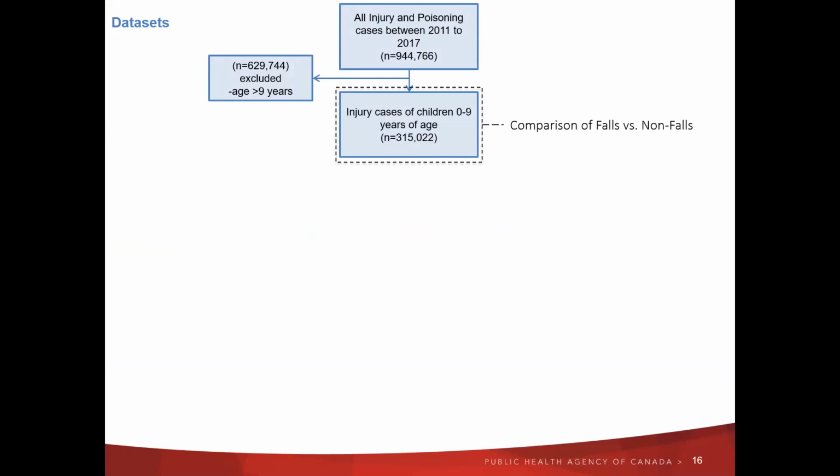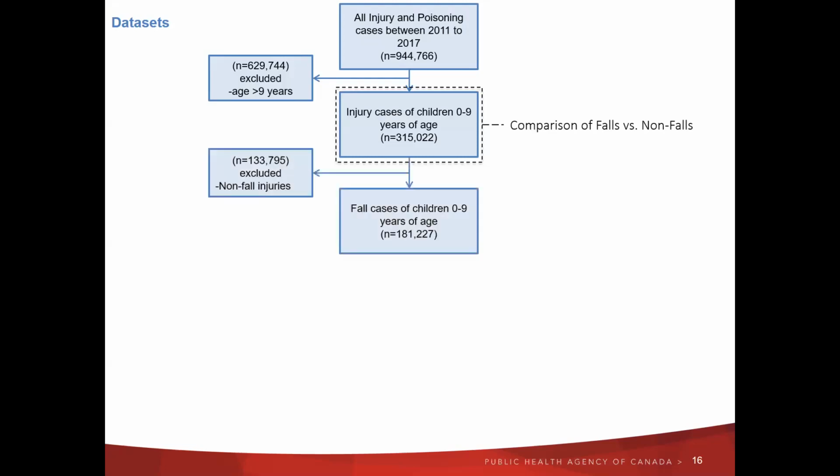As you see further on, we use this data set to compare the profiles of falls versus non-fall injuries. From the data set of 300,000 injuries, we selected for cases that were explicitly coded as falls, and this left us with approximately 181,227 fall-related injuries, and that we used to generate fall profiles by the different age groups.